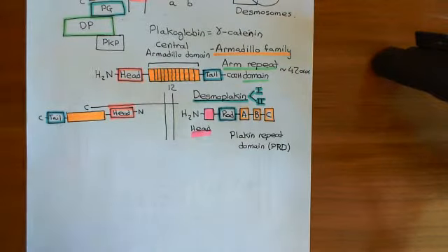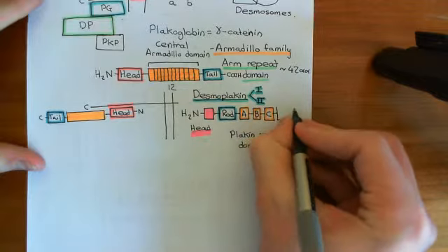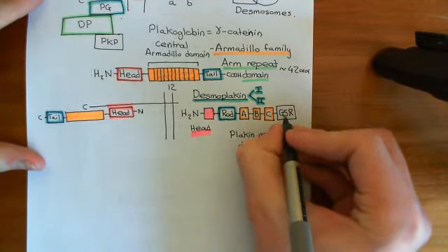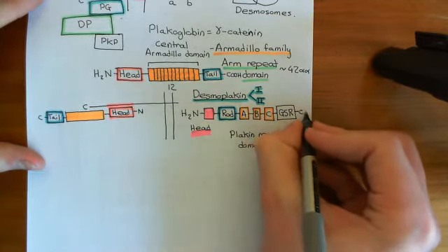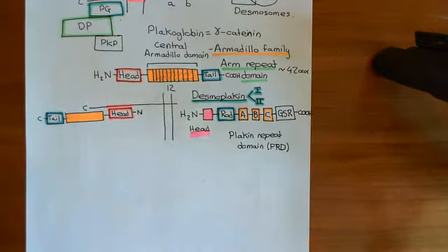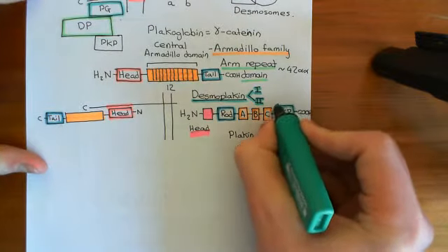Okay, so we have three plakin repeat domains, and then after the plakin repeat domain C, we then have a region that is known as the GSR region, which is the portion that's going to be extremely important for binding to the intermediate filaments, specifically keratin. Then you have the C-terminal tail. So the GSR portion.